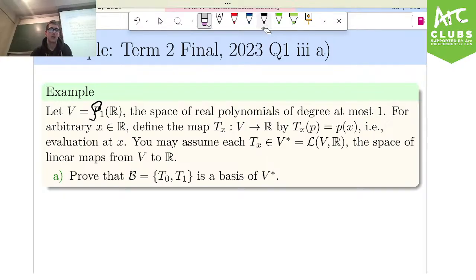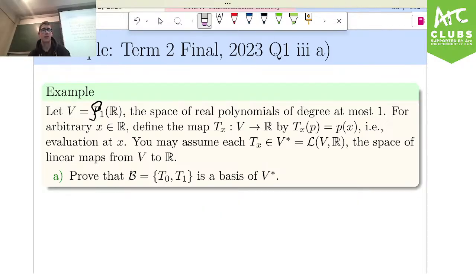We're allowed to assume that the set of these maps, T_x, is a vector space, which is specifically going to be the dual space that Rashid might be talking about later, or for those of you from 2601, you might remember, but that's not really necessary to know here. But what we want to show is that we can form a basis of this vector space V star by looking at the transformations where we're evaluating our polynomial at 0 and then evaluating it at 1. So what we want to show is that this basis is linearly independent.